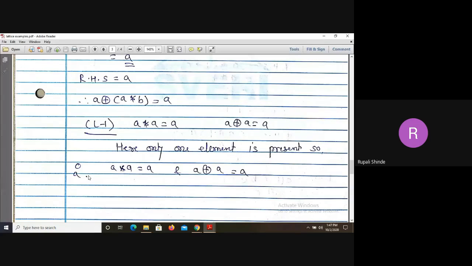So value for greatest lower bound of B is B, and value for least upper bound of B is B, because there is only one element in lattice and that element is B. First property, did you understand?